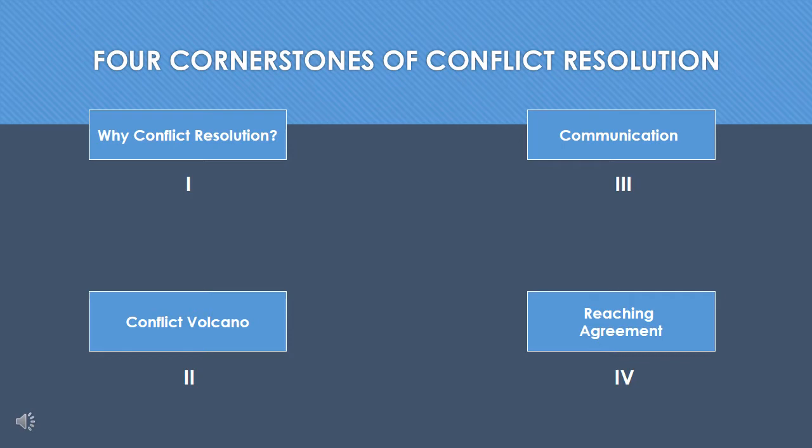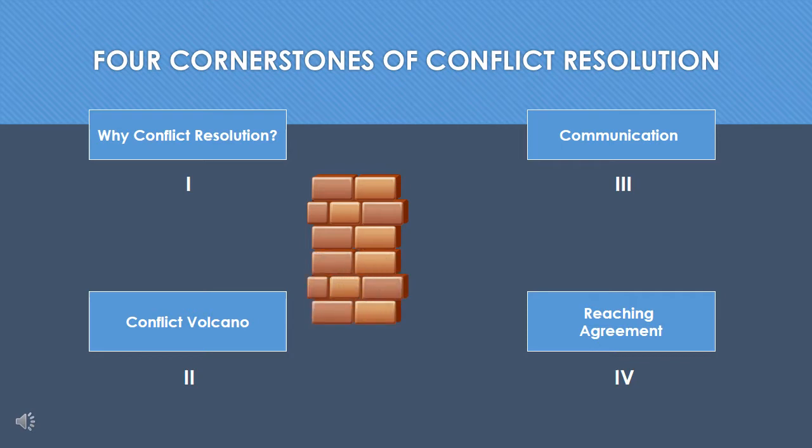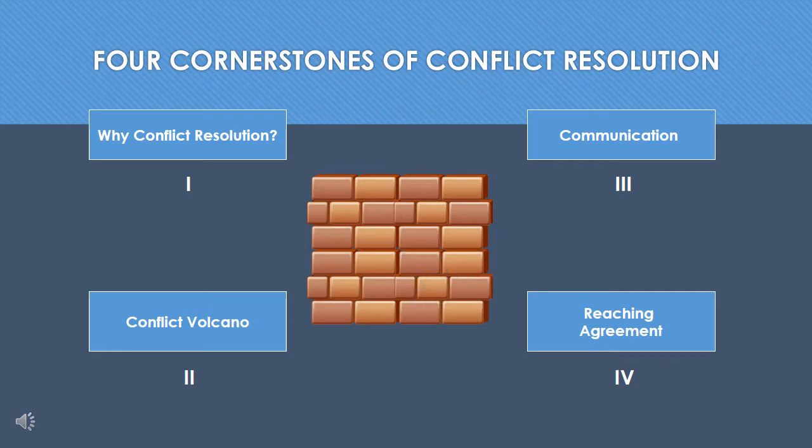Let's begin with what we describe as the 4 cornerstones of conflict resolution. First, we ask, why do we have conflict, and how can we more cost-effectively deal with conflict in our society? The second cornerstone is what we call the conflict volcano. This cornerstone addresses the importance of discovering the interests of the parties. Then we come to the third cornerstone, which is the need for the parties to communicate with each other and exchange views. Lastly, some type of agreement must be reached for conflict resolution to be considered successful. Now let's explore each cornerstone.